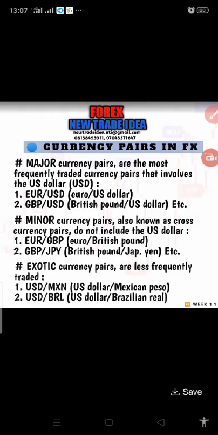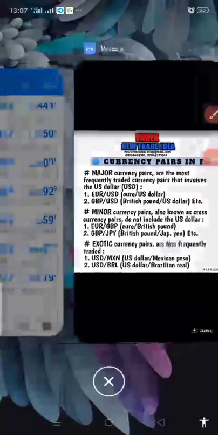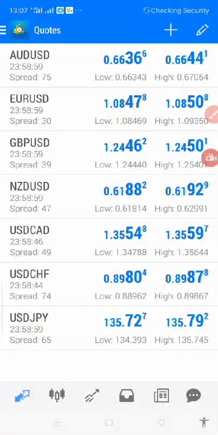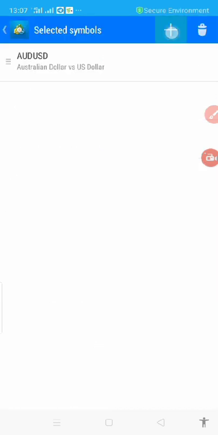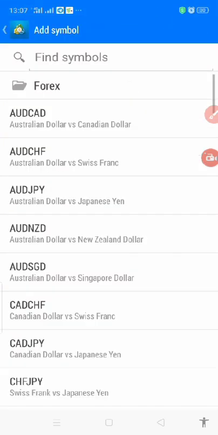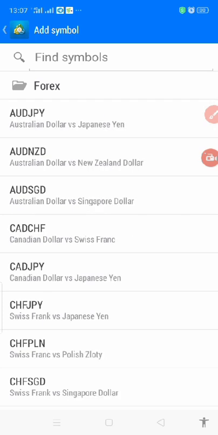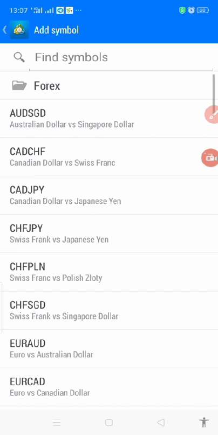Minor currency pairs, also known as cross currency pairs, do not include the US dollars. Examples of cross currency pairs are Euro GBP and GBP JPY. Let's go to our MetaTrader 4, which will give us a list of minor currency pairs. We have the likes of Aussie Canadian dollars, Aussie CHF, Aussie Japanese yen, Aussie New Zealand. We also have Aussie Singapore dollar, but we don't trade it often.